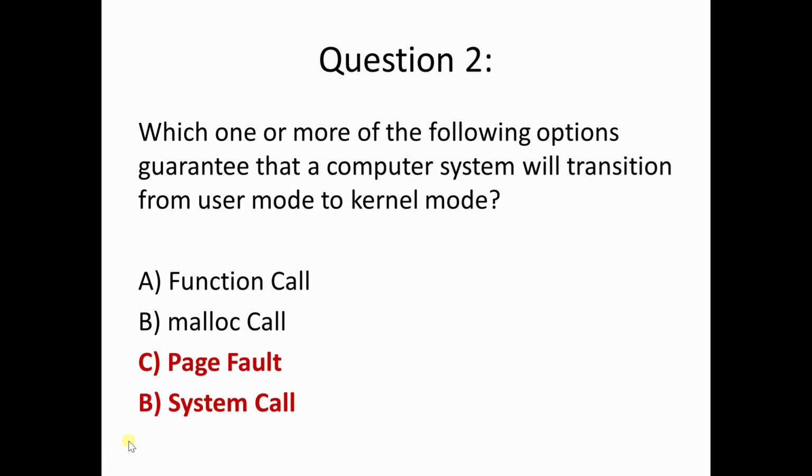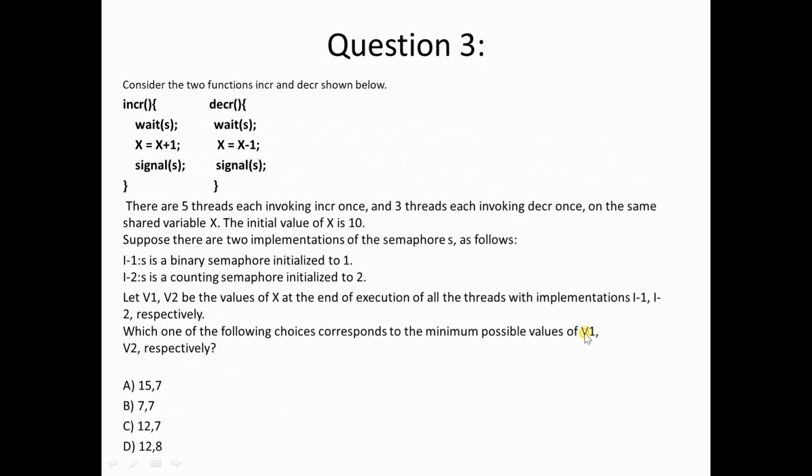So each system call will generate an interrupt that will enable the transition of control from user mode to kernel mode. Once the request is performed in kernel mode, again the control is moved back to user mode. So the answers are page fault and system call, which enable the transition from user mode to kernel mode.